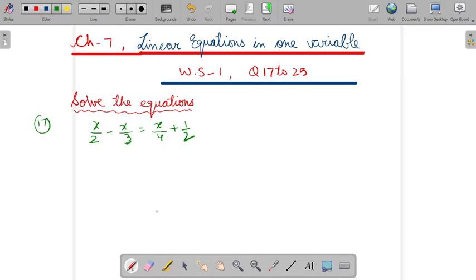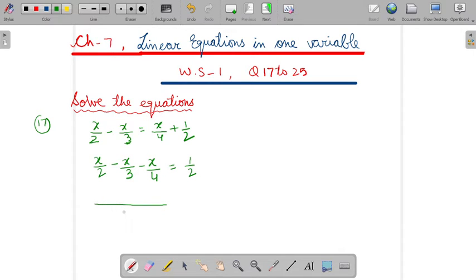Hello everyone. Now question number 17. Again we have to solve the equation, so we will keep the one variable term on one side of equal. So x by 4 will be shifted to the same side, so it will become minus x by 4. Put the equal sign, equal 1 by 2.